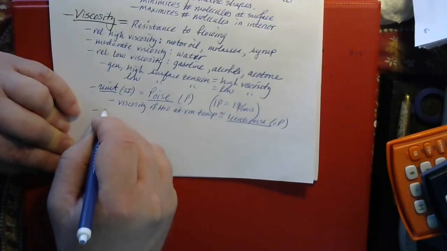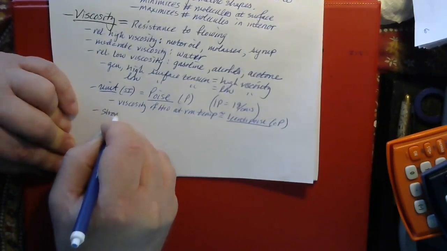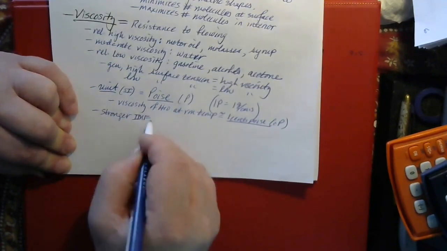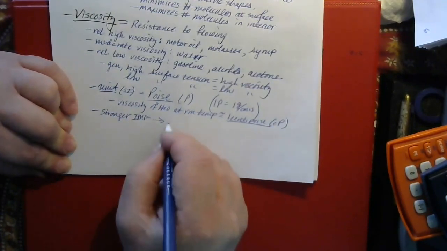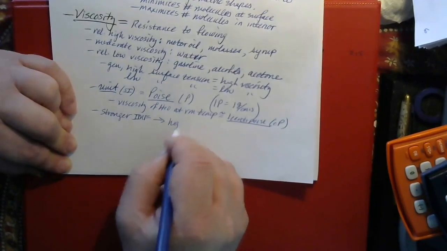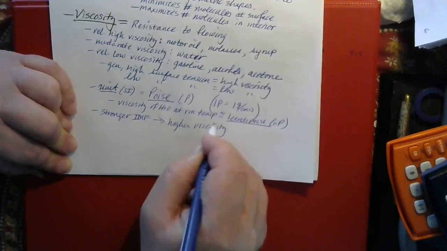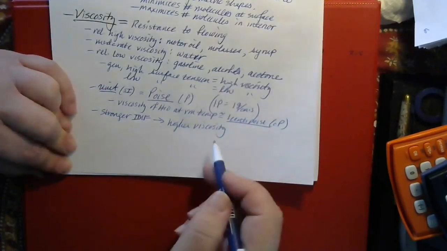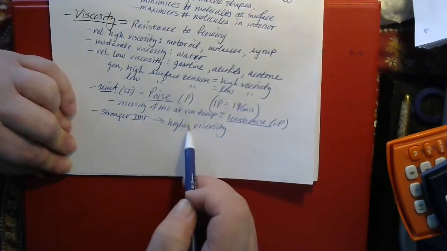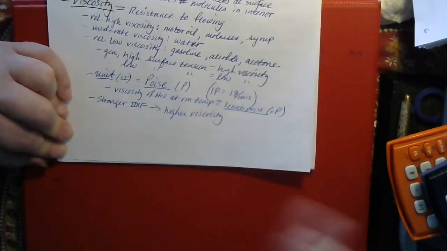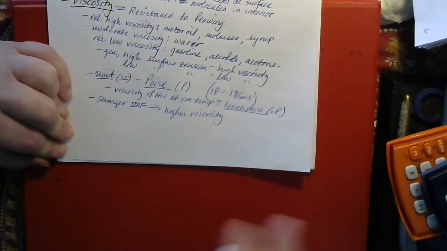Generally speaking, stronger intermolecular forces lead to higher viscosity. And that's also true of surface tension too. Stronger intermolecular forces generally lead to higher surface tension. And that's why the two qualities tend to go together. They're generally going to be either both high or both low or both somewhere in between.